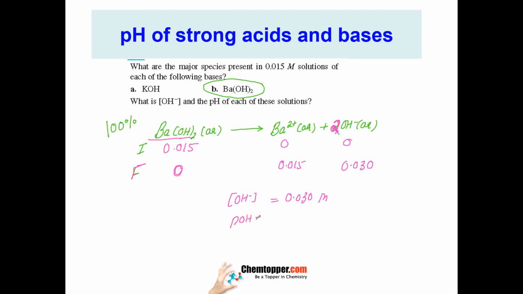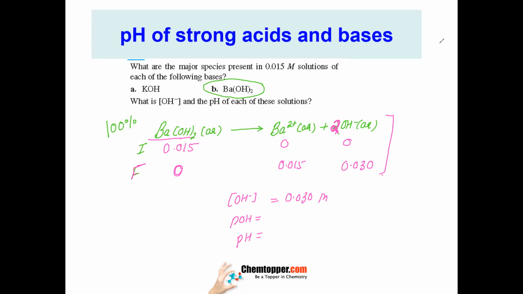pOH and then pH. pOH you will get less than 7. pH you will get more than 7. It's a basic solution. Children, have you understood this?